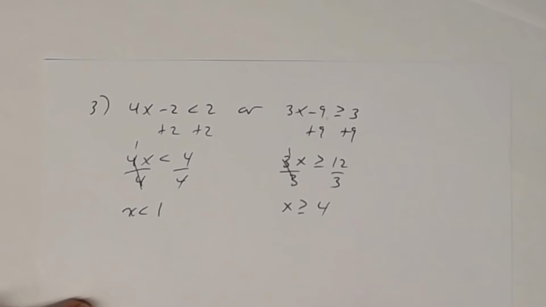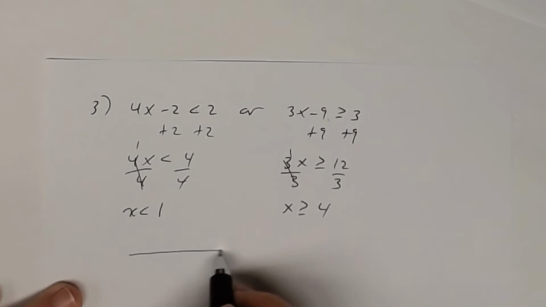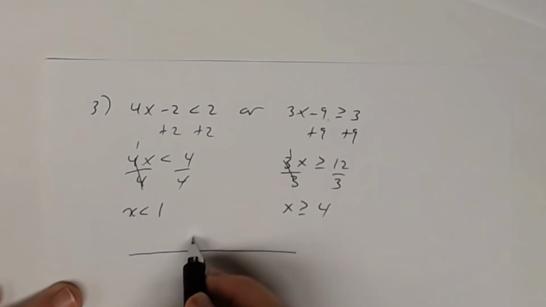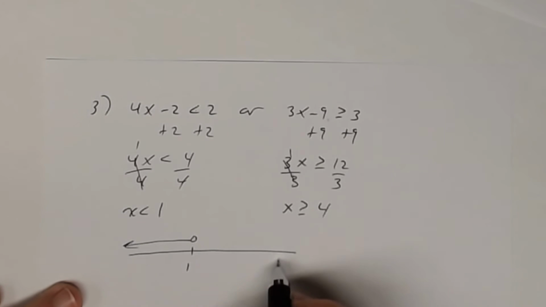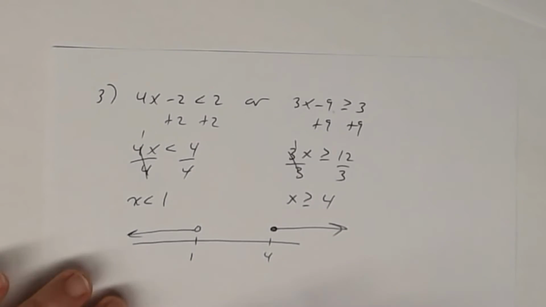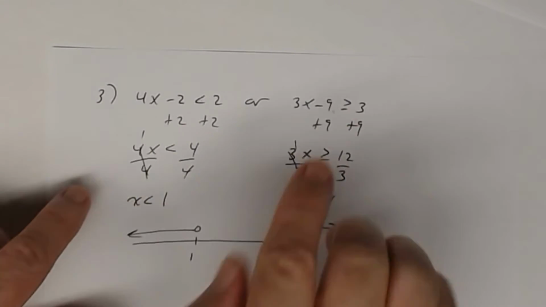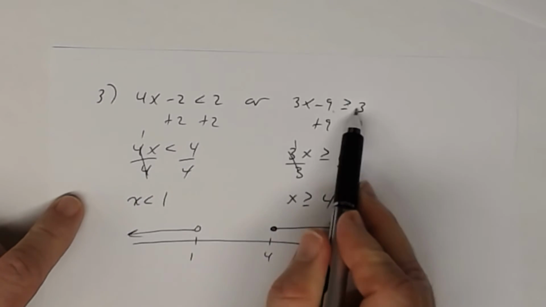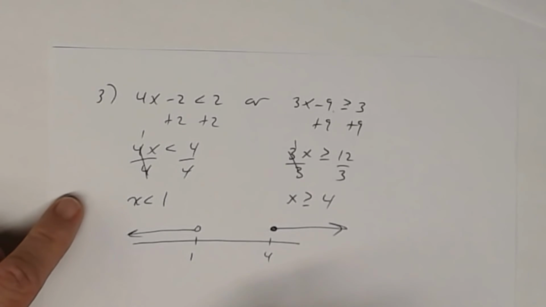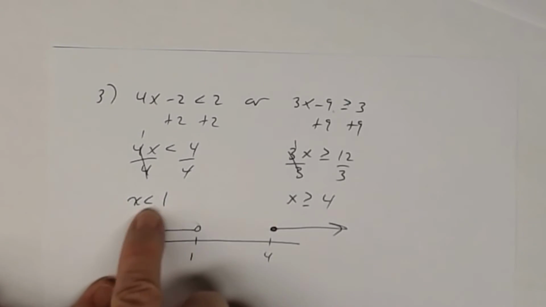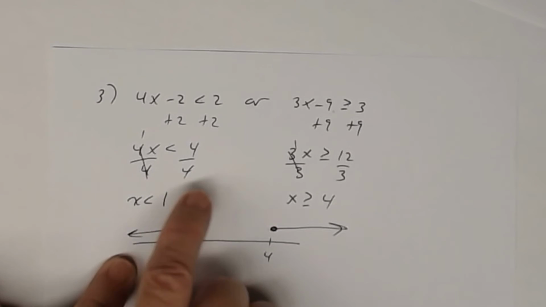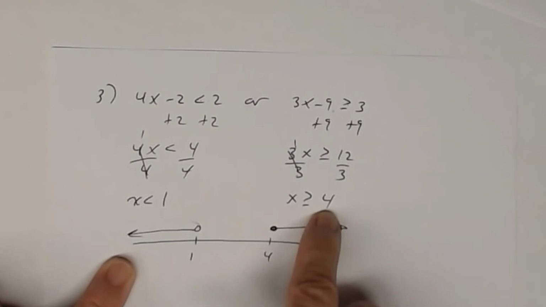But let's go ahead and write this better. So let's look at this in terms of the number line. So here's 1, less than, and then here's 4, greater than or equal to. And so basically what that means is that the solution to this compound inequality will consist of 2 intervals. This solution here, which came from here, and this solution here, which came from here.